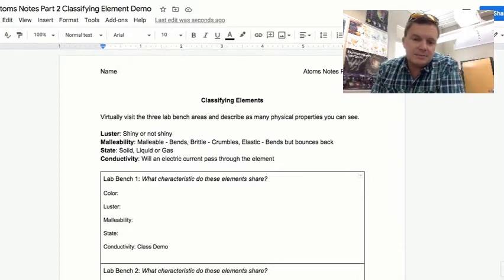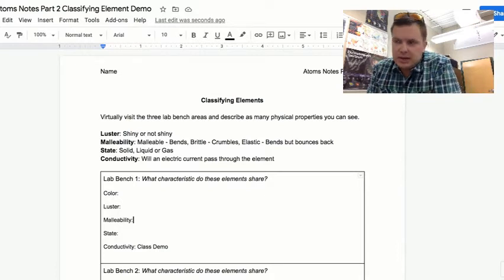The next thing is state. State is whether something is solid, liquid, or gas. All you need to do is look and say, pretty sure those things are solid, pretty sure those things are gases, and it might be a combination of those things.